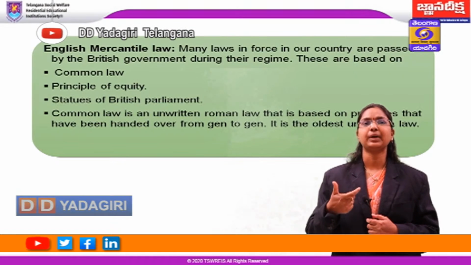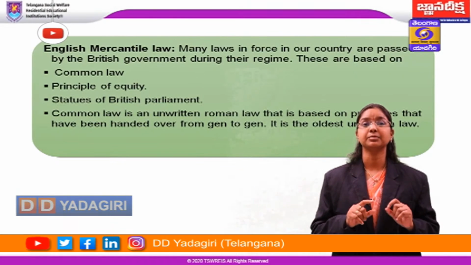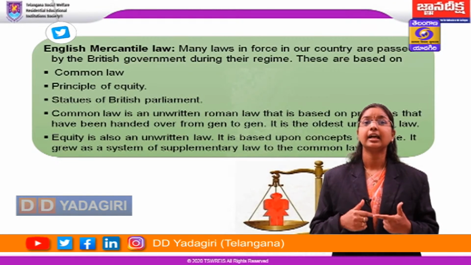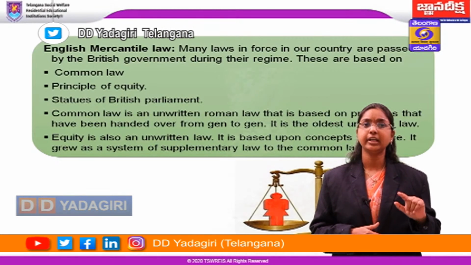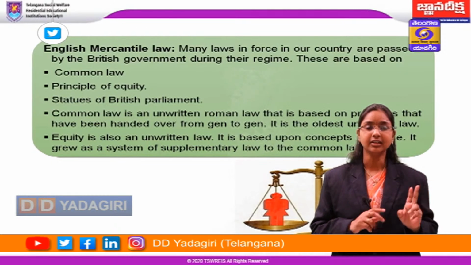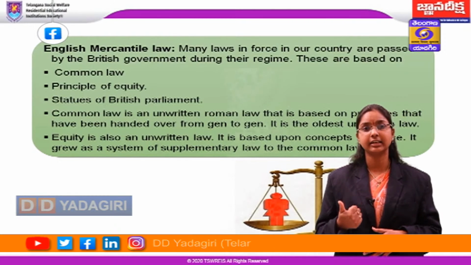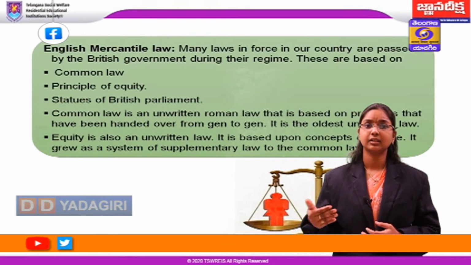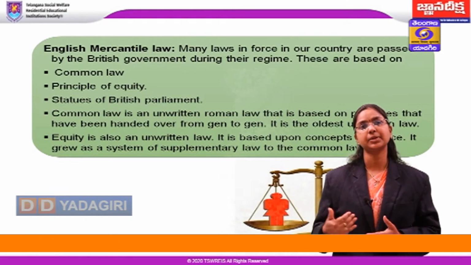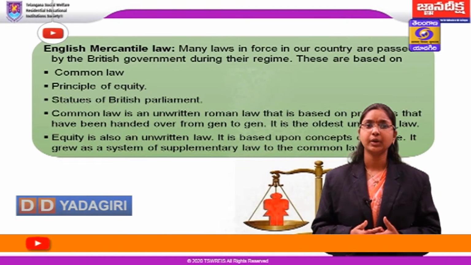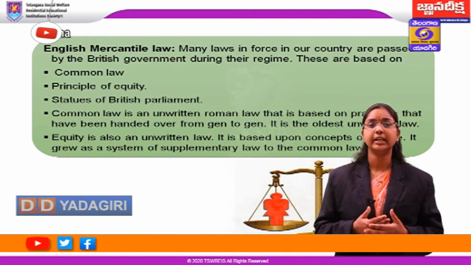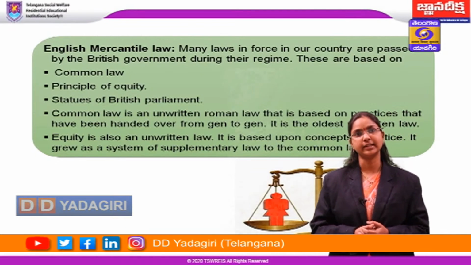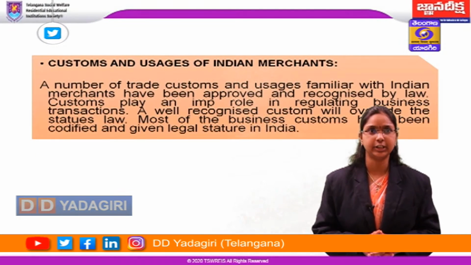When a bill is passed by the Parliament, it becomes a statute. So it is clearly a written law. Equity and common law are unwritten, whereas the Statute of British Parliament is written law. So those written acts which were passed by the British Parliament have also become a major source of Indian business law. The next important source of business law is customs and usages of Indian merchants.